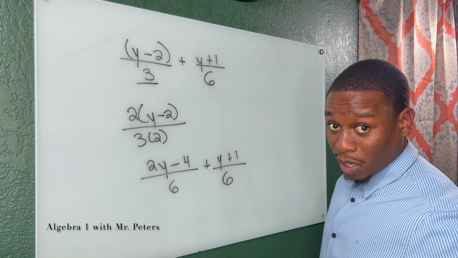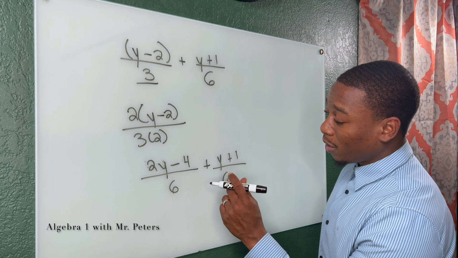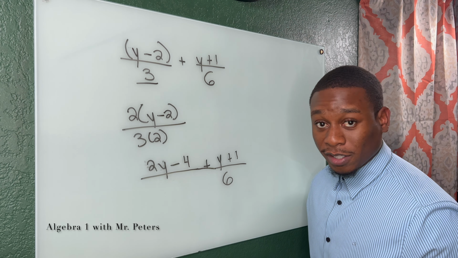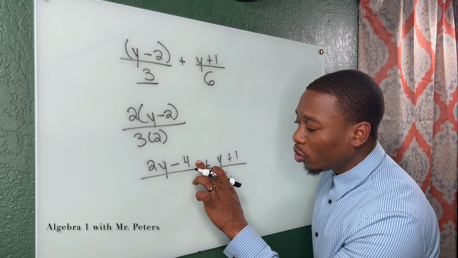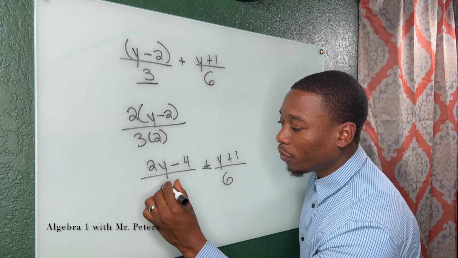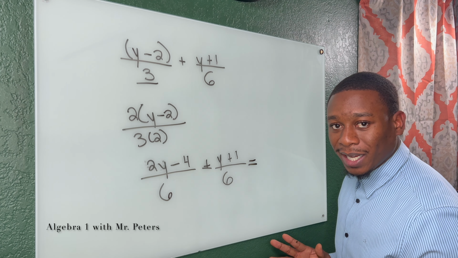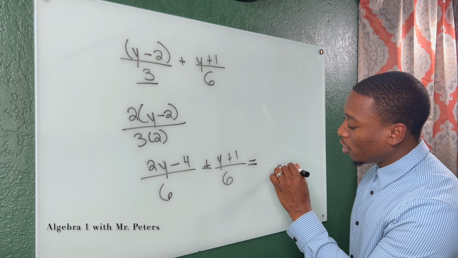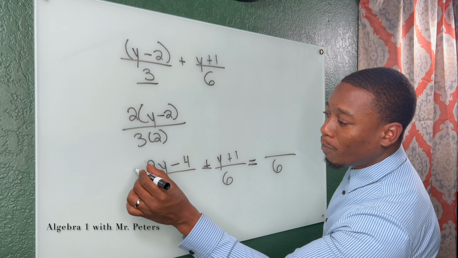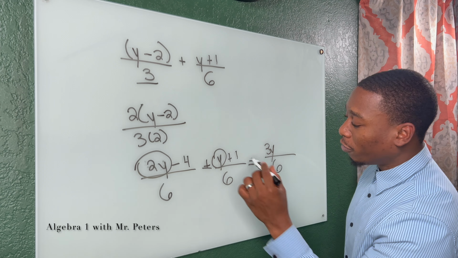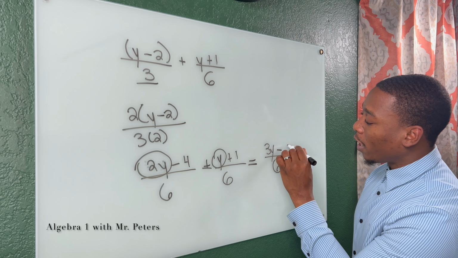Now, between me and you guys, we could make this one entire fraction after it has the same denominator, or you could keep it separate. Just a rule of thumb. And now the denominator stays the same. We don't add it. It stays the same. So 6 is on the bottom. We combine like terms: 3y, and negative 4 plus 1 gives me negative 3.